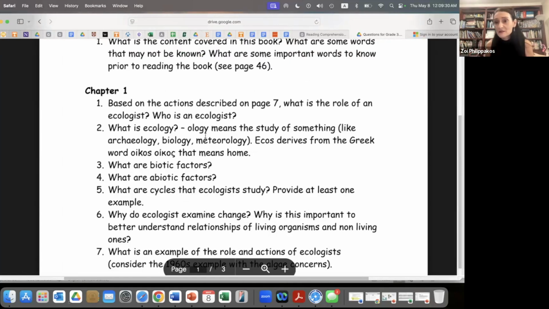What is ecology? If I ask that question, we provide you the guidance of how to answer it. Ology means the study of something, like archaeology, the study of ancient times, biology, the study of life, meteorology, the study of the weather. Eco derives from the Greek word oikos, that means home. So ecology is the study of our home, the study of nature, of where we live, right? Of our system. So that will be in this case the response. That's where you will find the questions.